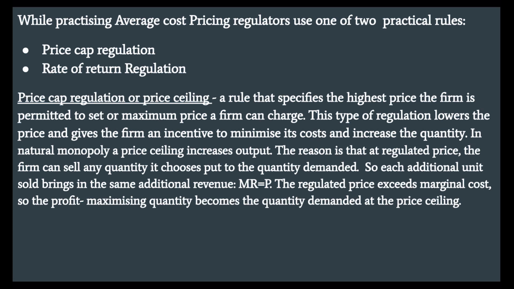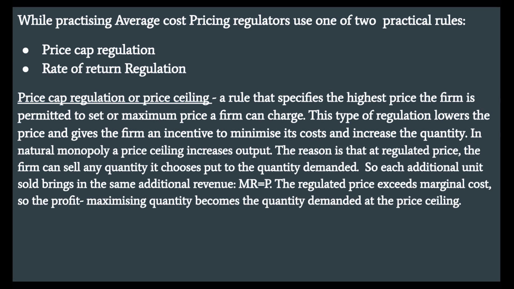While practicing average cost pricing, regulators use one of two practical rules. One is price cap regulation and another is rate of return regulation. Price cap regulation, or price ceiling, is a rule that specifies the highest price a firm is permitted to set, or the maximum price a firm can charge. This type of regulation lowers the price and gives the firm an incentive to minimize its cost and increase the quantity. In natural monopoly, a price ceiling increases output.